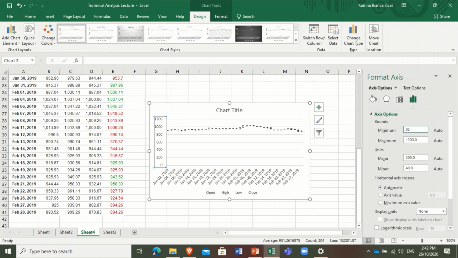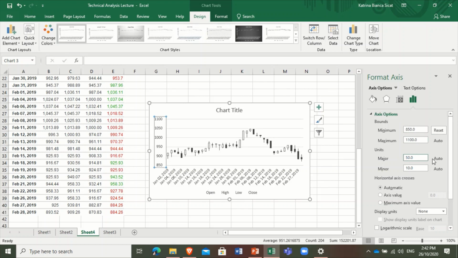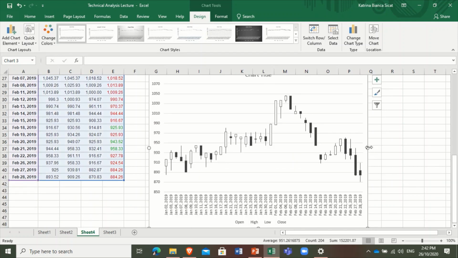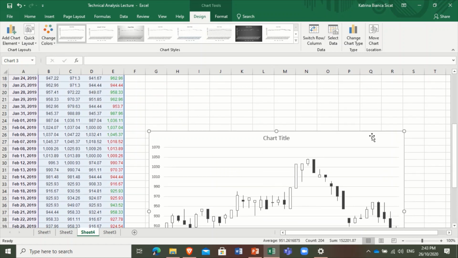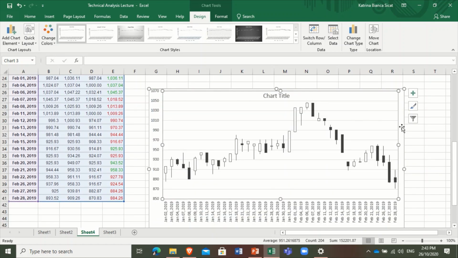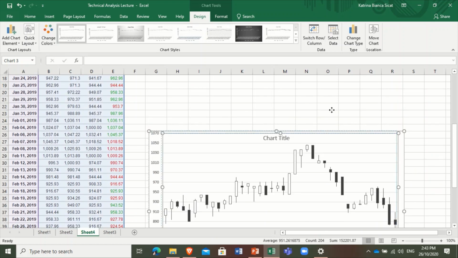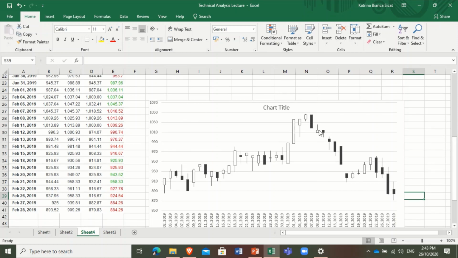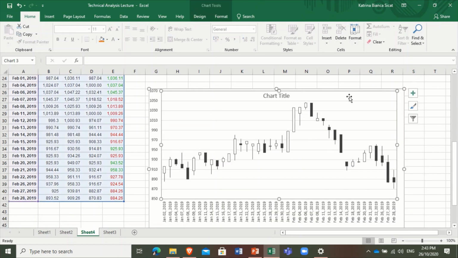So, gagawin kong 850 yung ating minimum. And then, gawin kong 20 yung ating factor. Yan. Alright, and then we're gonna spread this thing out. Okay. Alright. There you go. And then you can always copy paste this chart, whether it be on your PowerPoint presentation, whether it be sa Microsoft Word, you can always copy paste this.